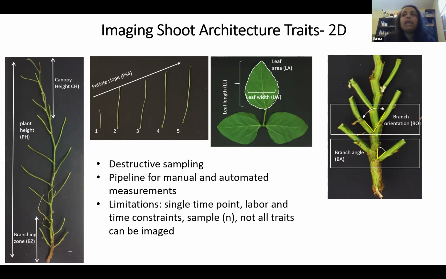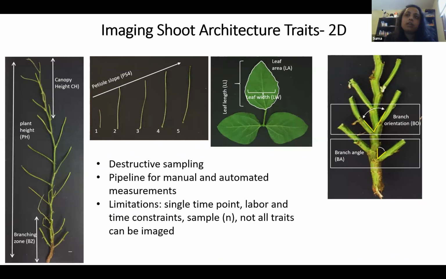We want to get a baseline idea of what a soybean plant looks like. What are these traits and how can we measure them? With the resources we have, we decided to do a small pilot study with about 40 varieties or genotypes.